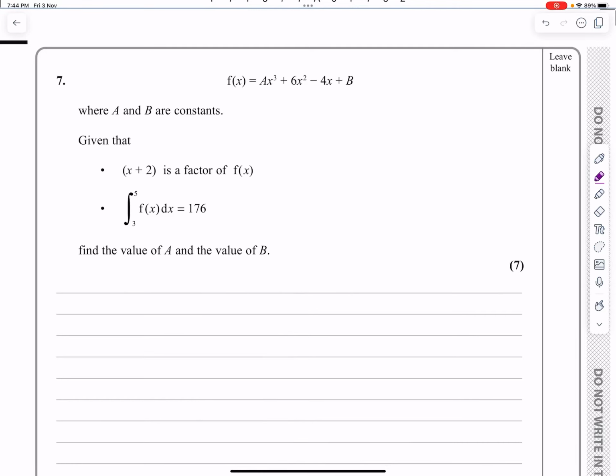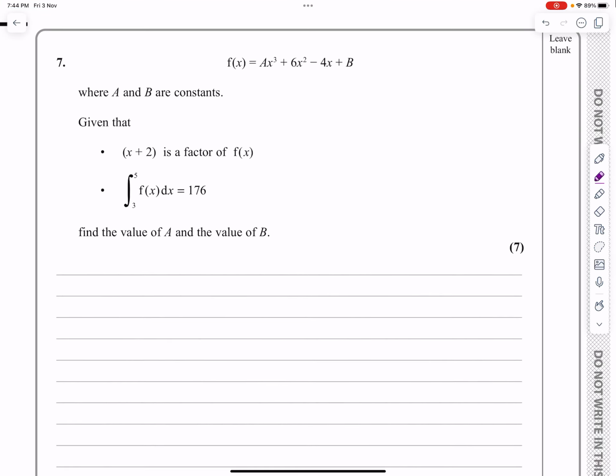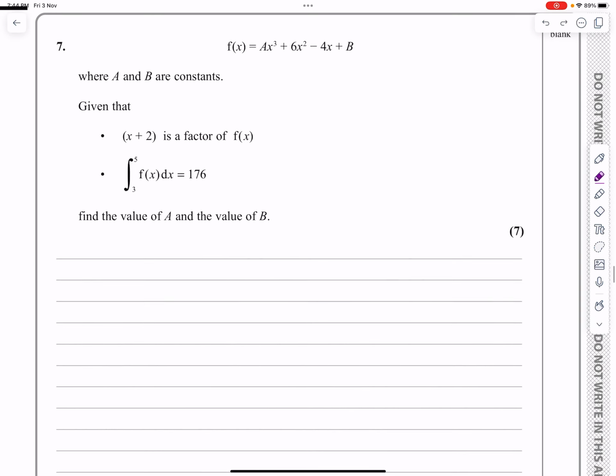Okay, this is the P2 paper from June 2022. Question number 7. Let's have a look at it. We can see that this is algebraic methods for the first part. We're going to have the factor theorem here, and then the second part is going to be integration, definite integrals. What we're actually going to end up with is the two pieces of information there will give me simultaneous equations for a and b. But let's go ahead and actually look at it.